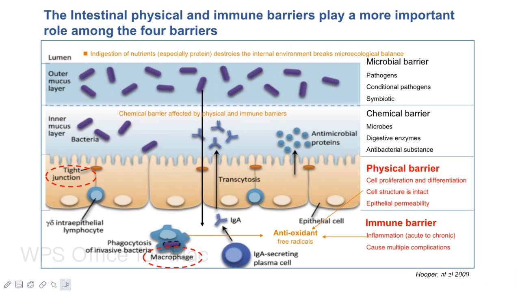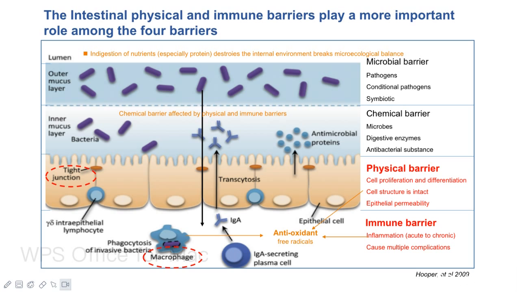Generally speaking, on intestinal health, everyone will talk about the four major barriers: microbial barriers, chemical barriers, physical barriers, and immune barriers. The microbial barrier is composed of pathogens, conditional pathogens, and symbiotic bacteria. Under normal conditions, the types and numbers of these three types of bacteria are in a balanced state, but due to poor digestion and absorption, the nutrients that are not digested and absorbed will be fermented by the microbes and change the environment of the intestine, including the osmotic pressure, pH value, and oxygen content.